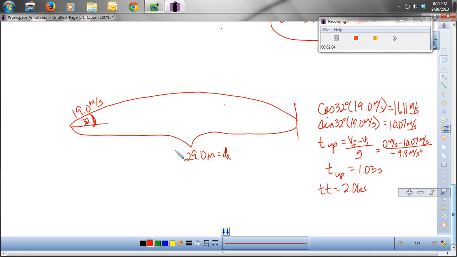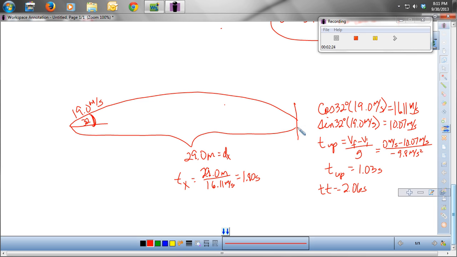But I said, well, I don't know. How long does it take for it to move horizontally? So I said the time in the x direction is 29 meters divided by 16.11 meters per second. So it's going to take it 1.80 seconds for the ball to get to the goalie.